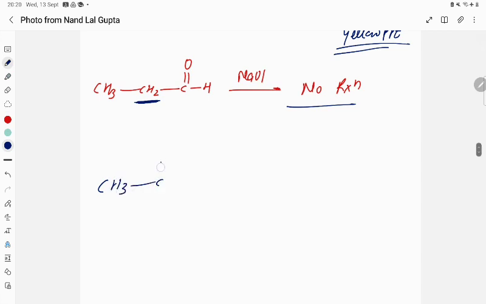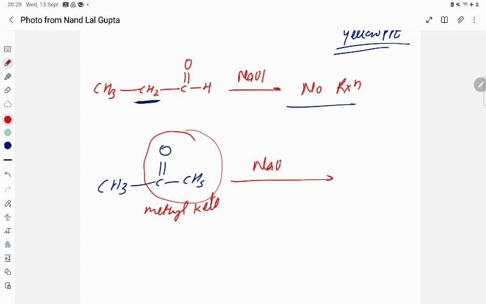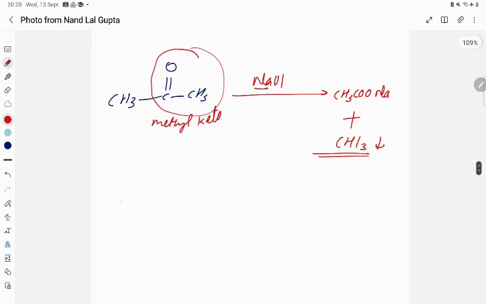I am taking another example, C double bond O, here is CH3. So this compound, you see, this is the methyl keto group, yes or no? Since it is having the methyl keto group and you are treating with NaOI, it will give CH3COONa plus CHI3, the yellow precipitate. Now I am giving you one more compound, CH3CH2 C double bond O, this is CH2CH3.